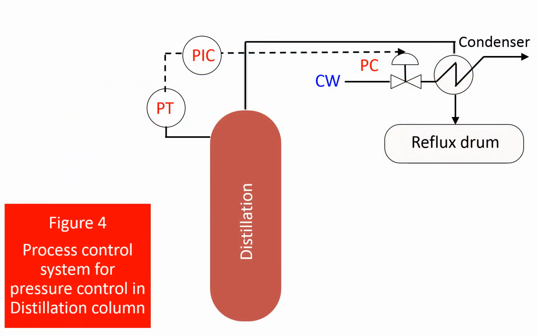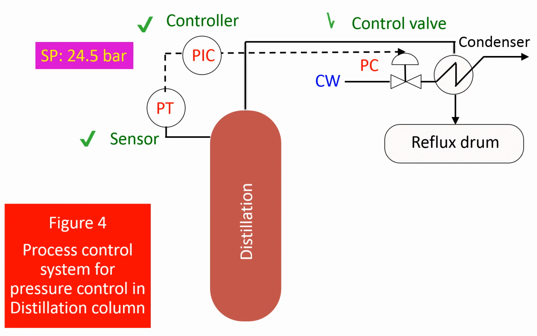The elements of process control for the pressure control system of the distillation column is shown in this figure. In our example of distillation column, the set point of the pressure controller is 24.5 bar. If the measured variable is 24 bar, it is below the set point, and the controller sends a signal to the final control element to reduce the cooling water flow to the condenser, so that the pressure is increased back to 24.5 bar.